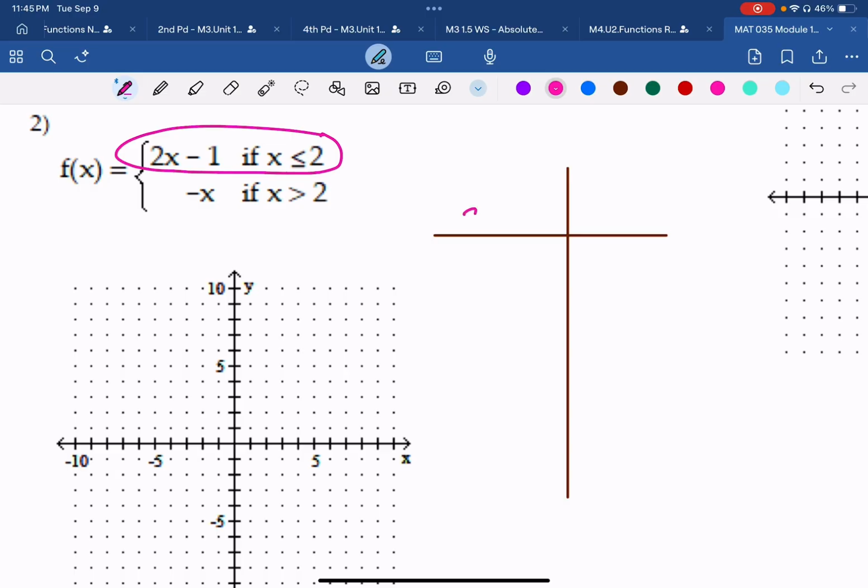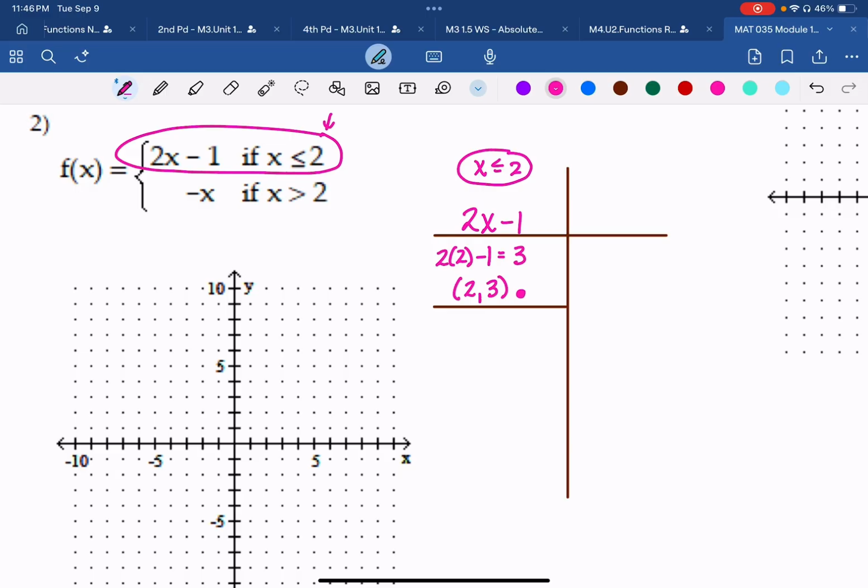So my first one, I've got 2x minus 1, and that's only when x is less than or equal to 2. So for me, that means that I'm going to start with 2. I always start with whatever number is listed in my domain restriction. So I'm going to plug in a 2. So 2 times 2 minus 1. That's going to give me 4. 4 minus 1 is 3. That means I have an ordered pair at (2, 3). And since it's less than or equal to, that's going to be a closed dot.